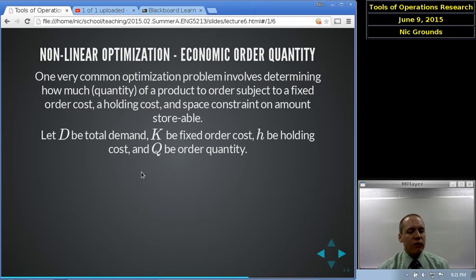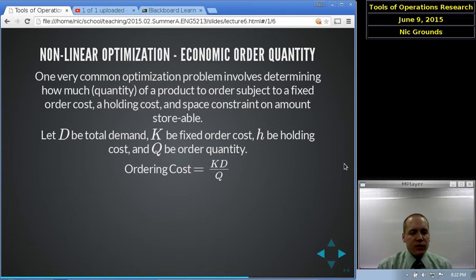Okay, and then let H be the holding cost. That is, however many units of a product I keep on hand, over the course of time I have to just pay to upkeep those. So the holding cost. And then Q be the decision variable, what we're going to decide, which is how many items to order each time we order.